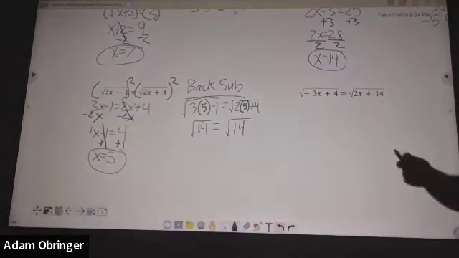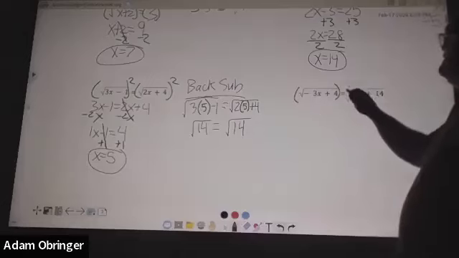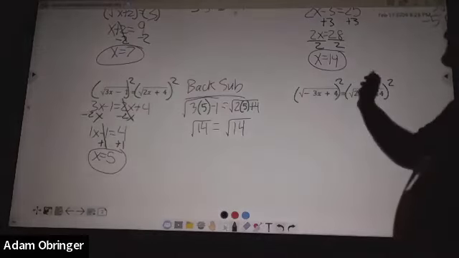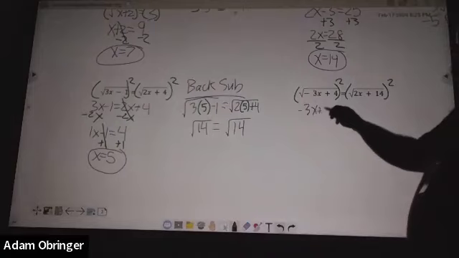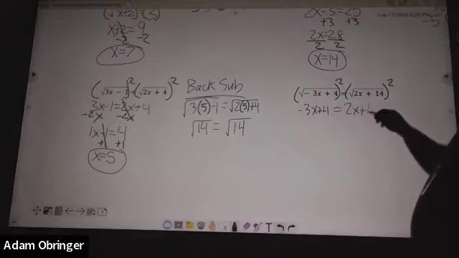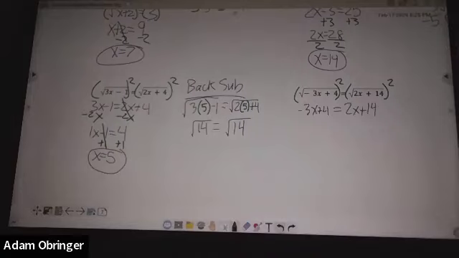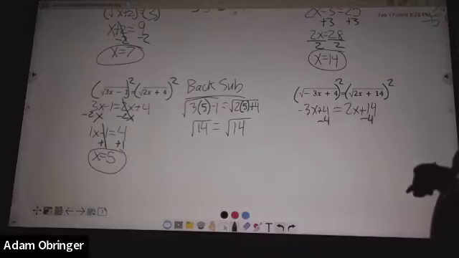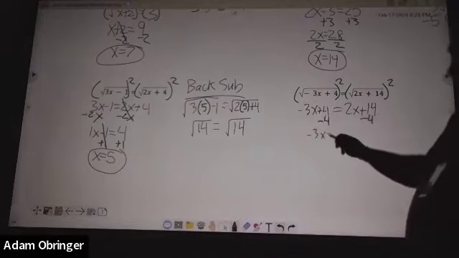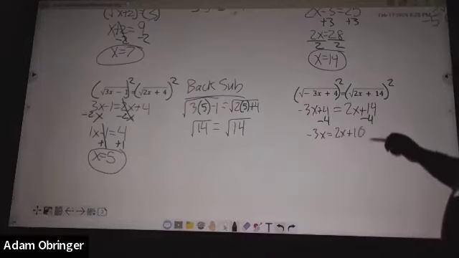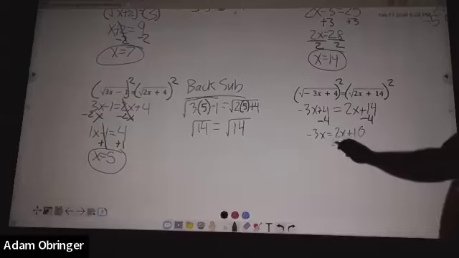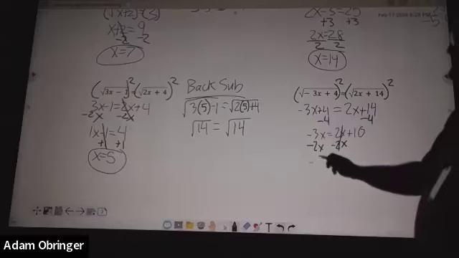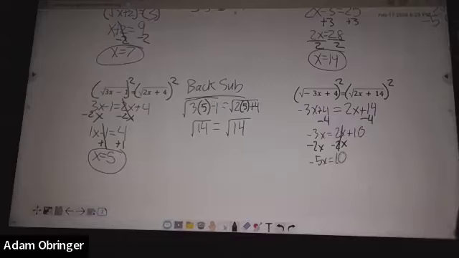The last problem here, same idea. So I'd recommend pausing and trying it yourself. Parentheses with a square would cancel the square root, so negative 3x plus 4 equals 2x plus 14. We can minus 4 from both sides to cancel the 4, so negative 3x equals 2x plus 10. We can minus 2x from both sides. So then negative 3 minus 2 is negative 5x equals 10.